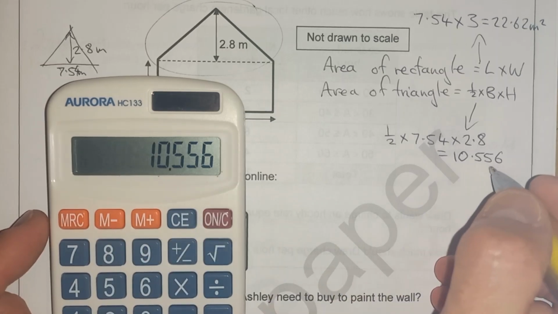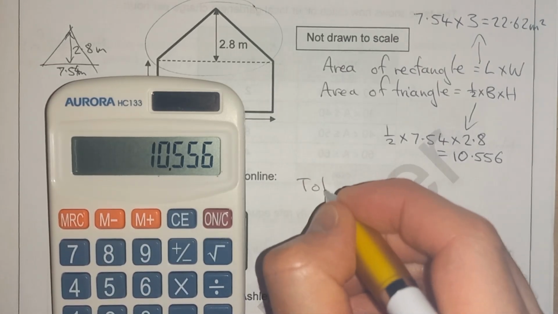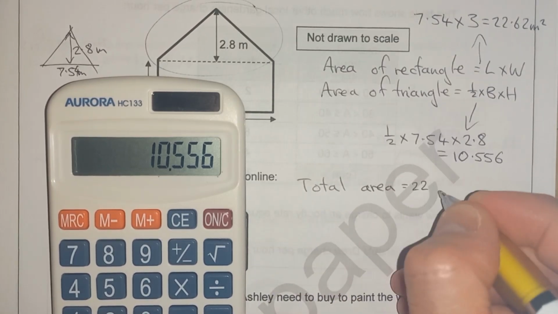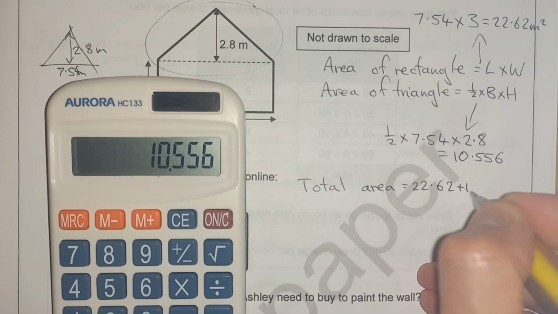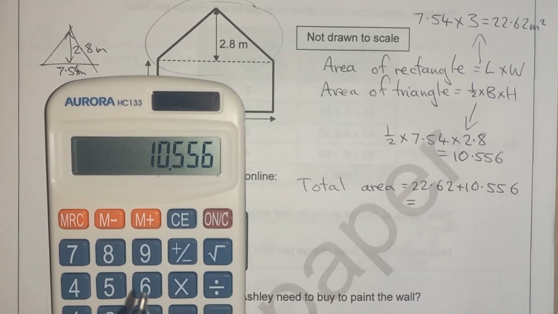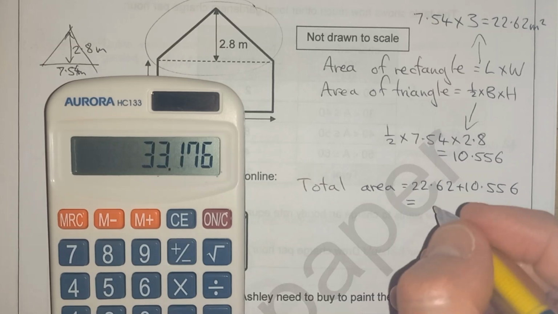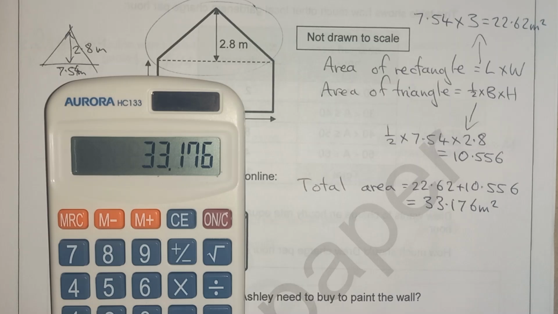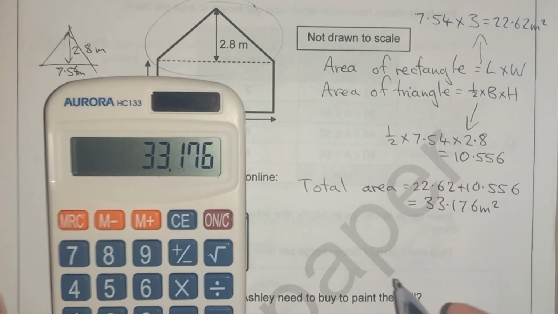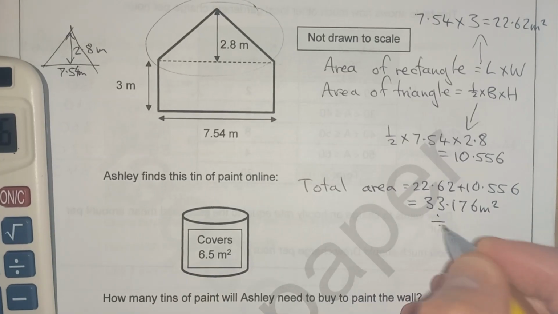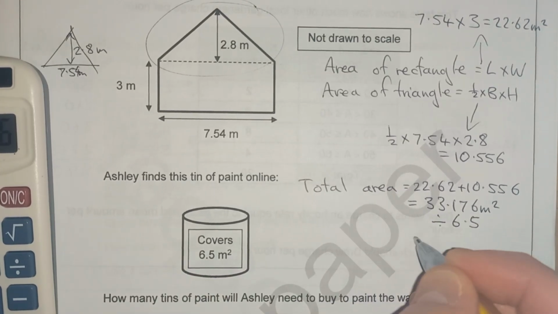Yeah, good. So the total area is going to be those two added together. The 22.62 plus the 10.556, which is 33.176 metres squared. Now, we want to know how many tins, and each tin covers 6.5 metres squared. So we want to divide that by 6.5.